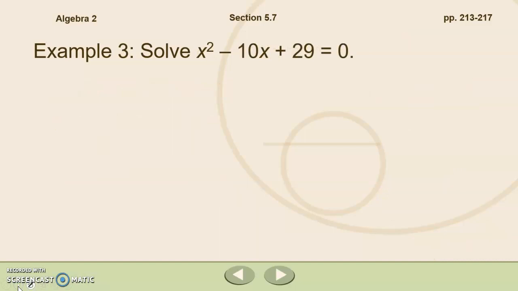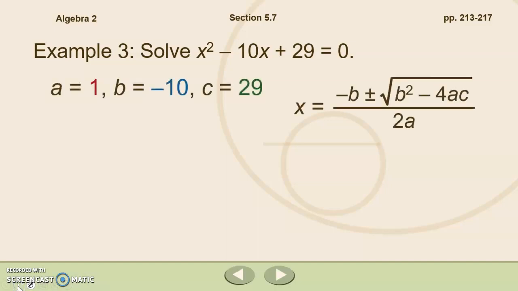All right, let's take a look at this example. X squared minus 10x plus 29. Let's identify our A, B, and C and plug those into the formula. Pause the video, try to solve this one on your own, and come back and check your work.